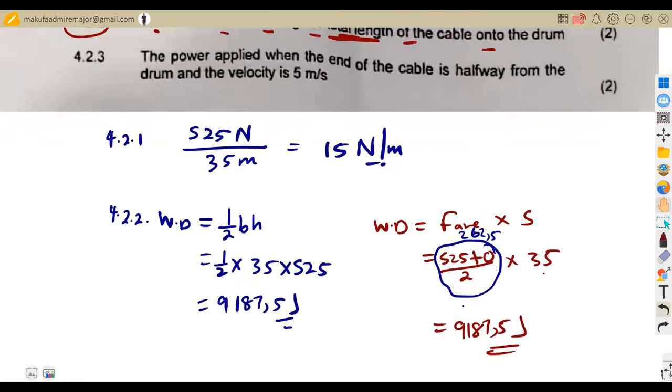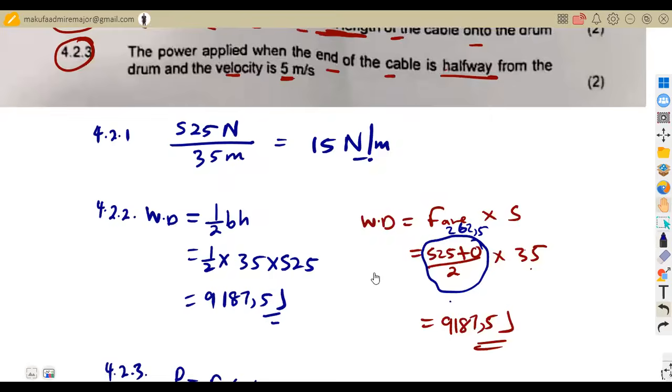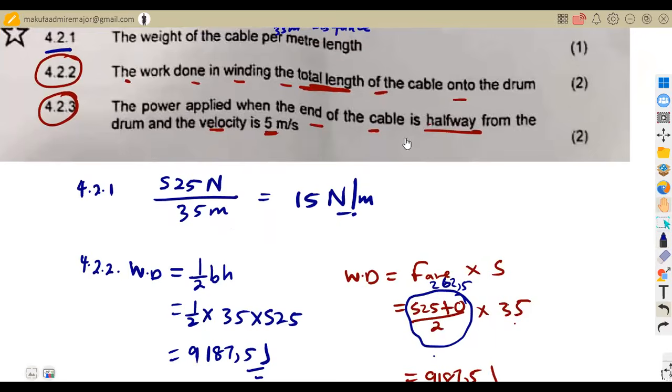Then the other part of our question now is the power that is supplied when the end of the cable is halfway from the drum, and the velocity there is 5 meters per second. We are given the velocity in this case, and we want to calculate the power when it is halfway. All right, if we are given the velocity, understand that power is supposed to be taken from the force times the velocity. So we need the force when it is at a condition where it is halfway from where? From the starting point. In this case, it is halfway from the drum.